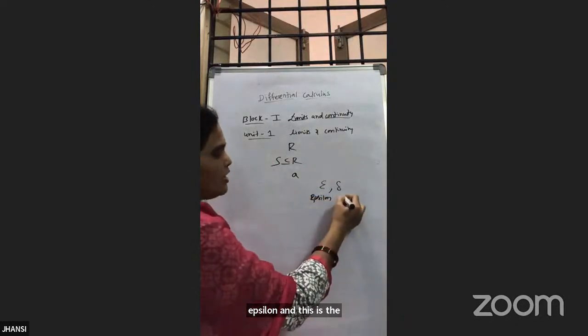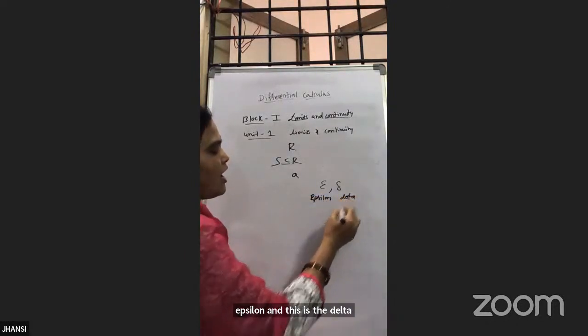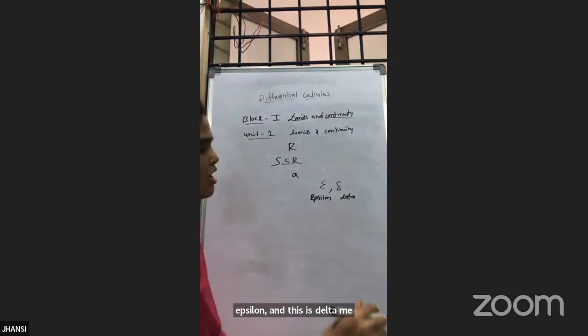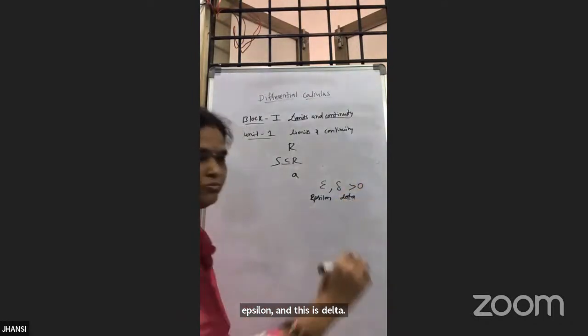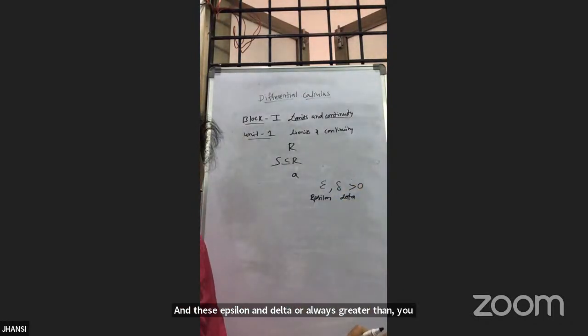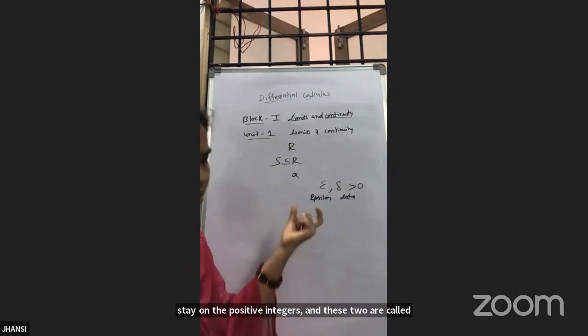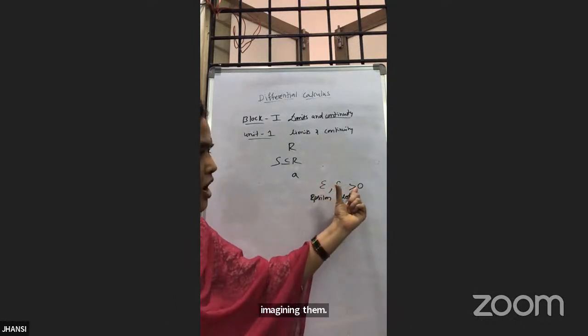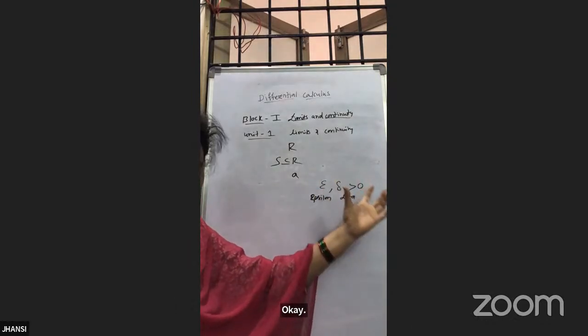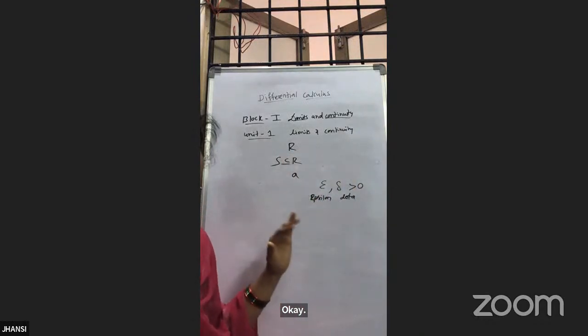Epsilon and delta are always greater than 0, meaning they are positive, and these two are called arbitrary constants. Arbitrary in the sense that we are imagining them. Epsilon and delta are always greater than 0, and these are the arbitrary constants.